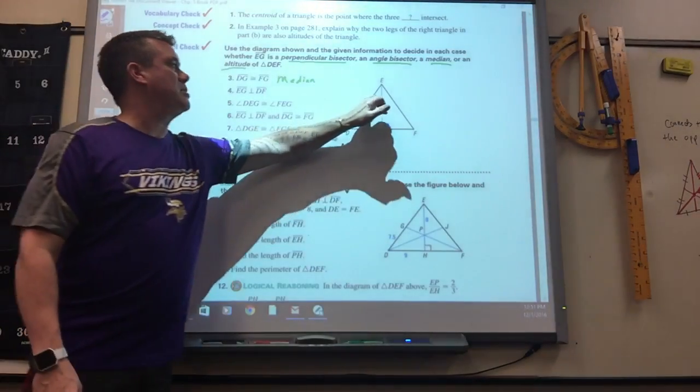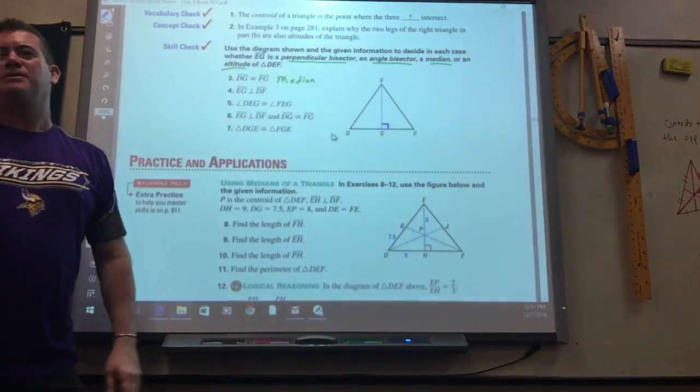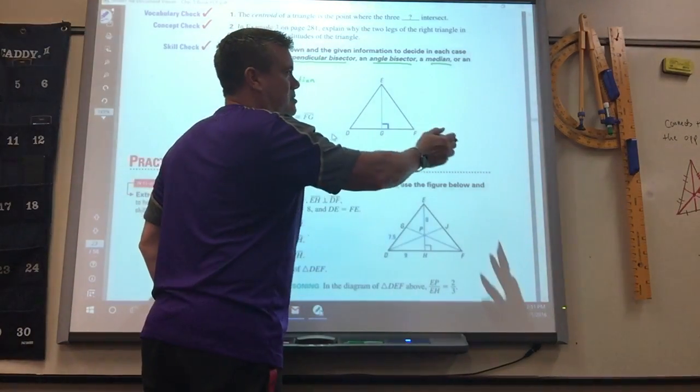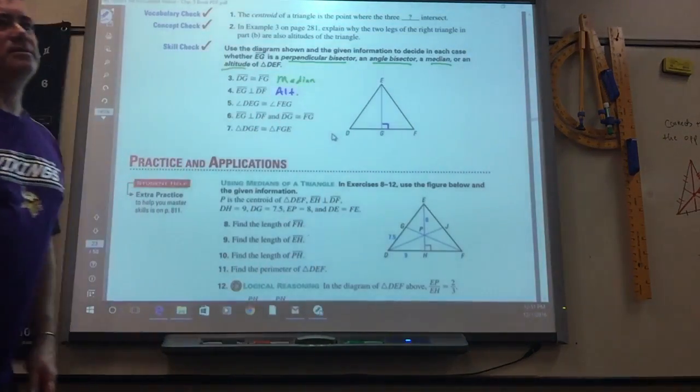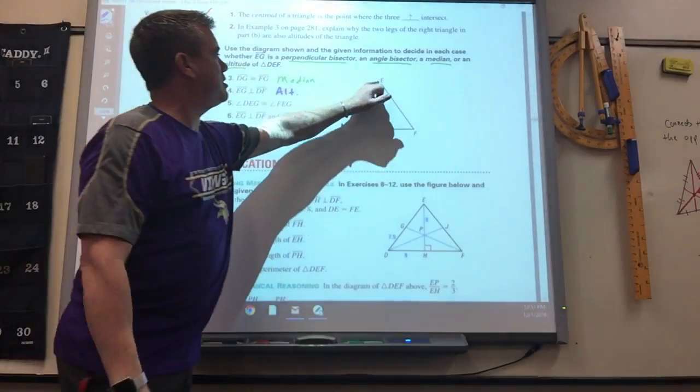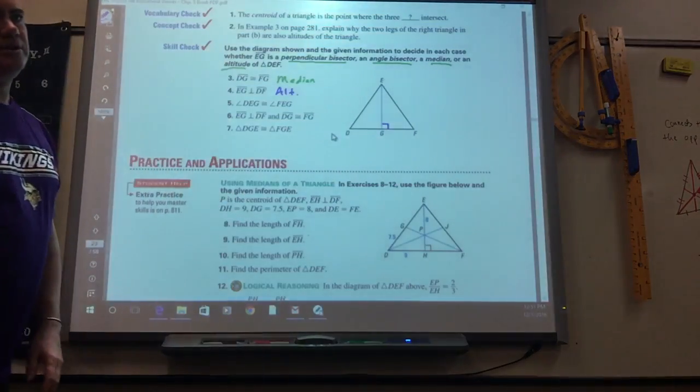Do we know if the angles are bisected? No. So it's not a median, it's an altitude. You can just abbreviate it, ALT. Altitude goes from the vertex to the other side and is perpendicular to the other side.